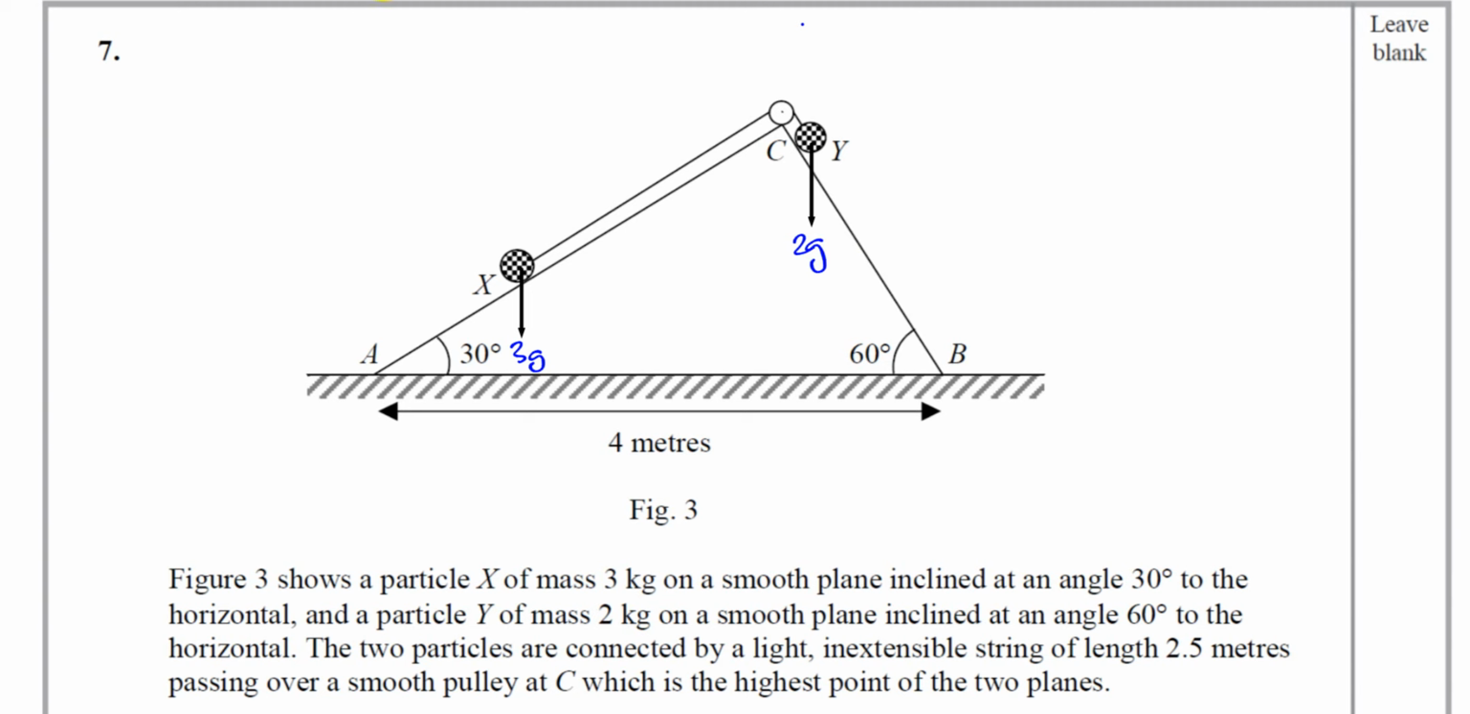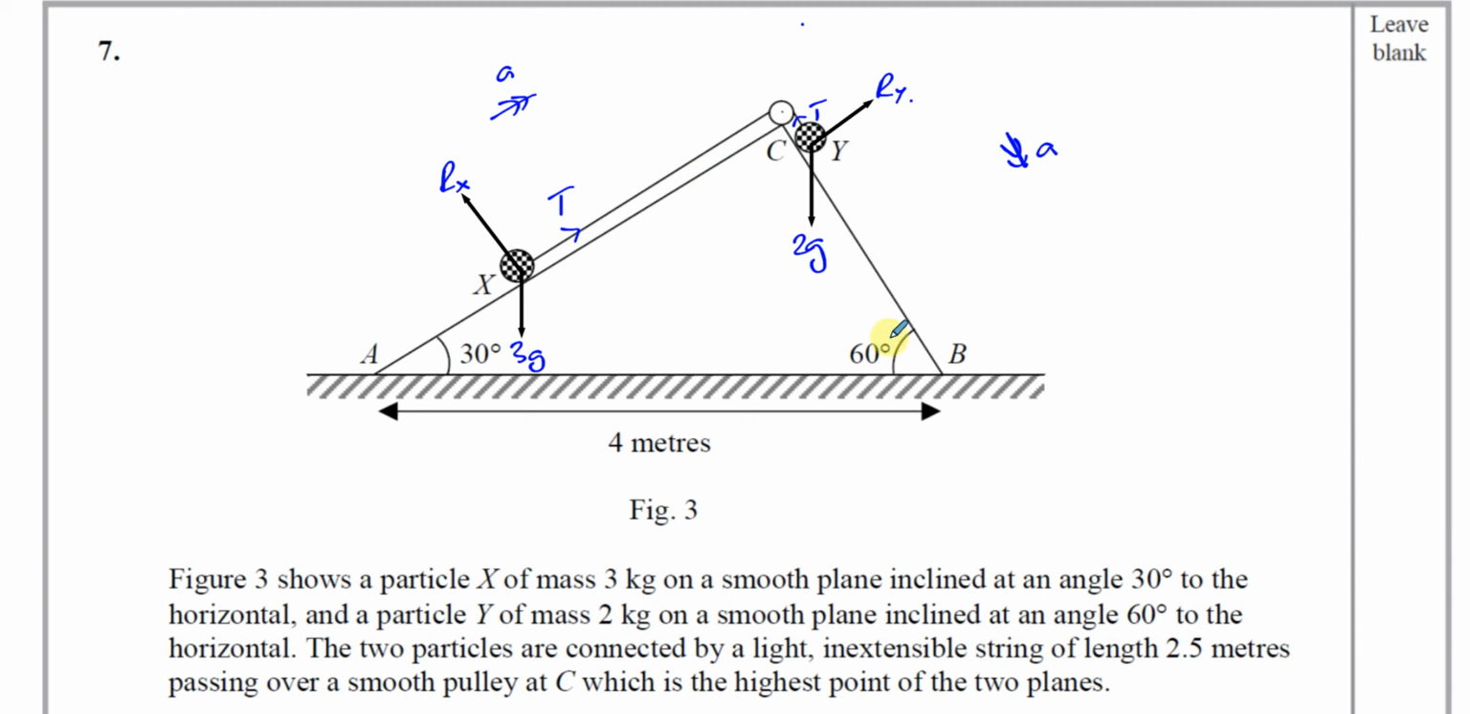You have the reaction forces, which are acting perpendicular to the plane. So this is the reaction force at X, and this is the reaction force at Y. So those are the forces. You've got the tension acting, pulling up this way. So those are the tensions acting on the particles. This is going to accelerate in this direction, and this is going to accelerate in this direction. The magnitudes of the two accelerations are the same because the string is inextensible.